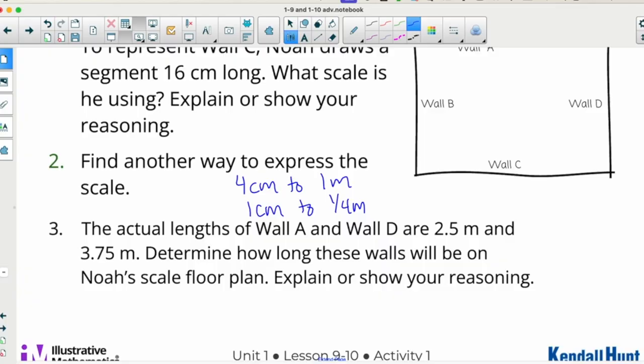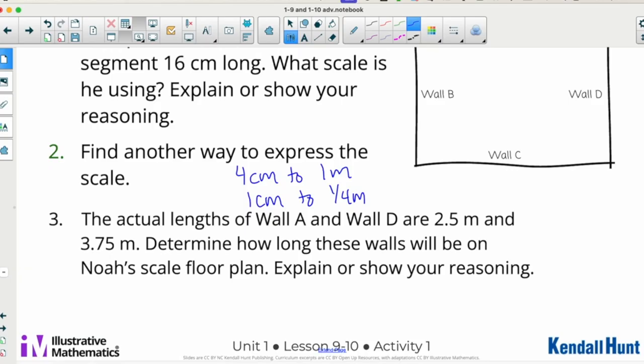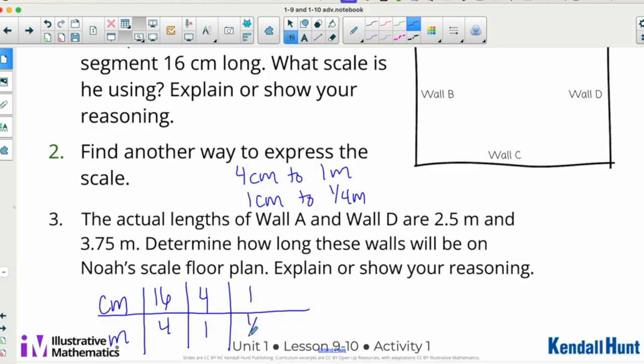The actual lengths of wall A and wall D are 2.5 meters and 3 3/4 meters. Determine how long these will be on Noah's scale floor plan. Well, we could use our ratio table, centimeters to meters. So we have 16 to 4, 4 to 1, 1 to 1/4. For wall A, 2.5 is my meters. Well, to go from 1 to 2.5, we're multiplying by 2.5. So 4 times 2.5 gives us 10 centimeters.